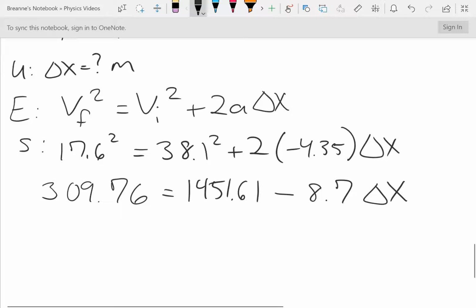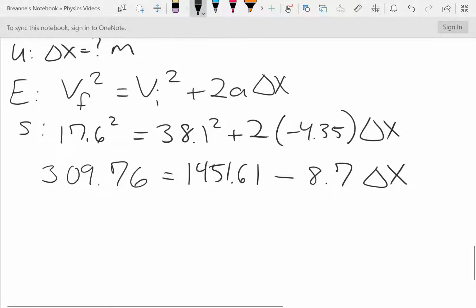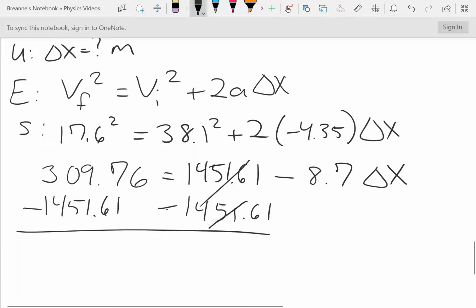Again, you cannot subtract those two numbers because of the delta X. So you have to bring your 1,451 over. What you do to one side, you got to do the other. And so you take your 309.76, subtract that by your 1,451.61, and you get a negative 1,141.85, and the other side is just negative 8.7 delta x.